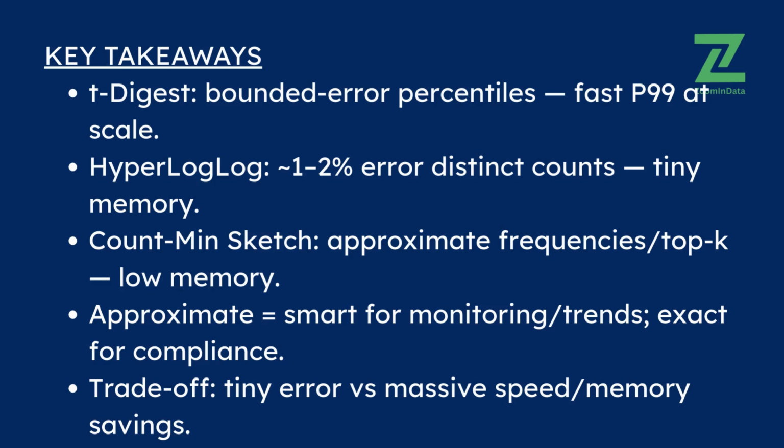The trade-off is clear. Tiny error buys you massive speed and memory savings, often 100 times or more. These sketches are quiet heroes that let KQL handle planetary scale telemetry without exploding cost or latency. Master them, and you unlock true big data analytics.